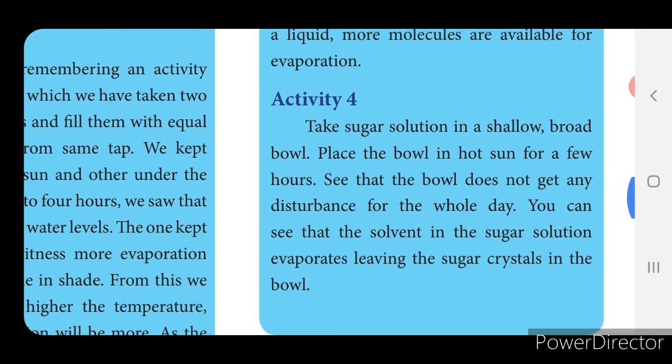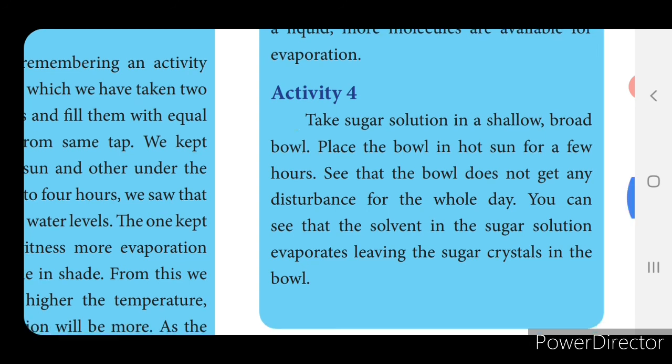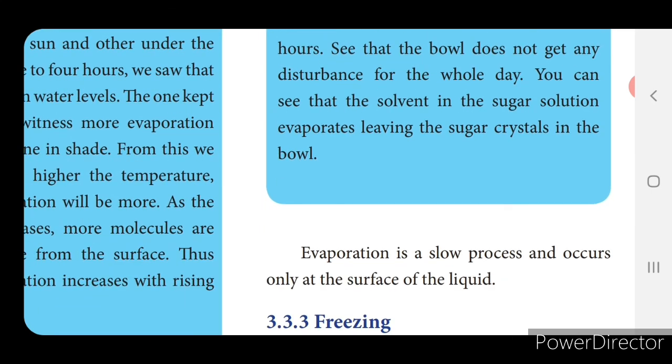The next one: take sugar solution in a shallow broad bowl. Place the bowl in the hot sun for a few hours. See that the bowl does not get any disturbance for a whole day. So you can see that the solvent in the sugar solution evaporates, leaving the sugar crystals in the bowl. So evaporation is a slow process and occurs only at the surface of the liquid. So with this, I'll stop this lesson.